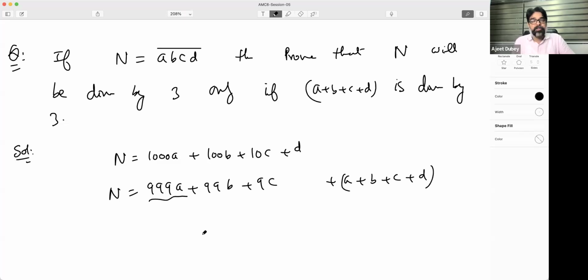This number is always divisible by 3. This is also divisible by 3 because 3 is a factor. This is also divisible by 3. So if n has to be divisible by 3, all these should be divisible by 3. This is already divisible by 3. This is also divisible by 3. This is also divisible by 3. So surely this must be divisible by 3. Yes or no? So A plus B plus C plus D must be divisible by 3.